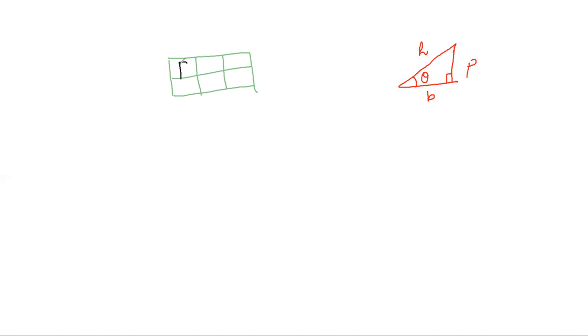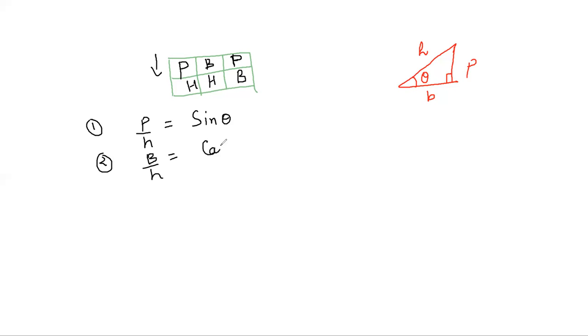Perpendicular, base, perpendicular, hypotenuse, hypotenuse, and base. First relation between these, I'm writing from top to bottom: P upon H. This P upon H is equal to sine of theta, that is sine theta. Similarly, the second ratio is B upon H, that is your cos theta. And the third one is P upon B. This is known as tan of theta, meaning tan theta.